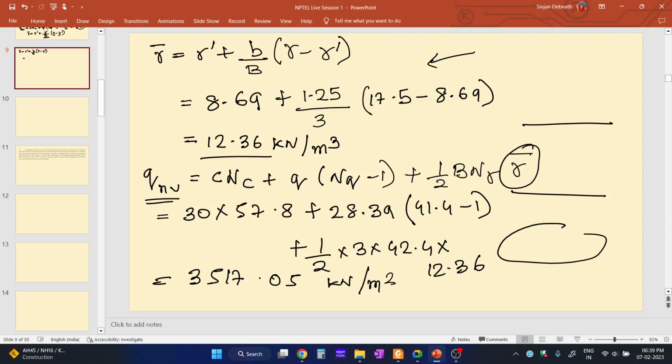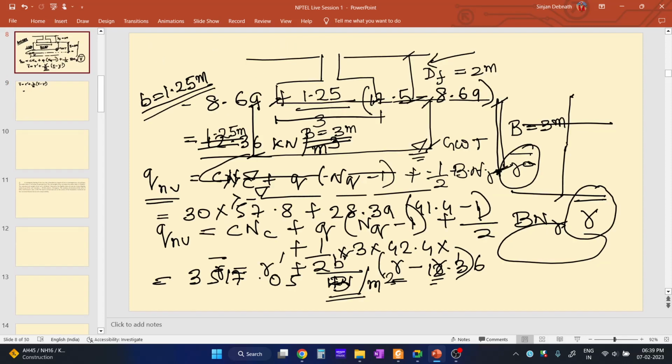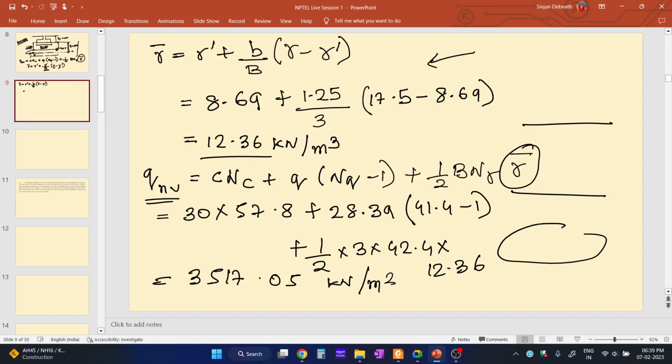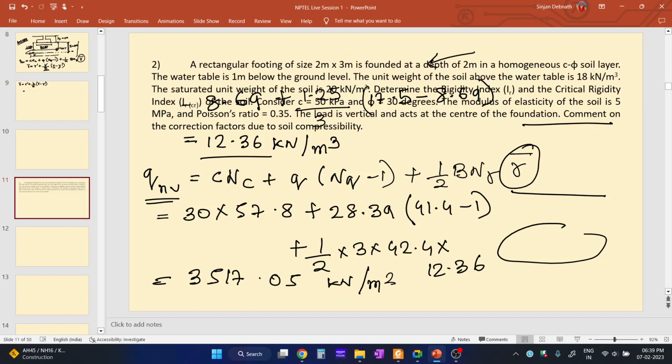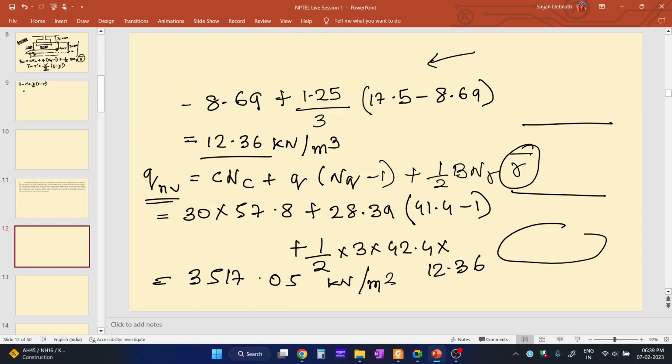qns will be equal to qnu divided by the factor of safety. You know the value of qnu now. Just divide it using the factor of safety and you will get the value of qns. Okay, now let's come to the second problem.